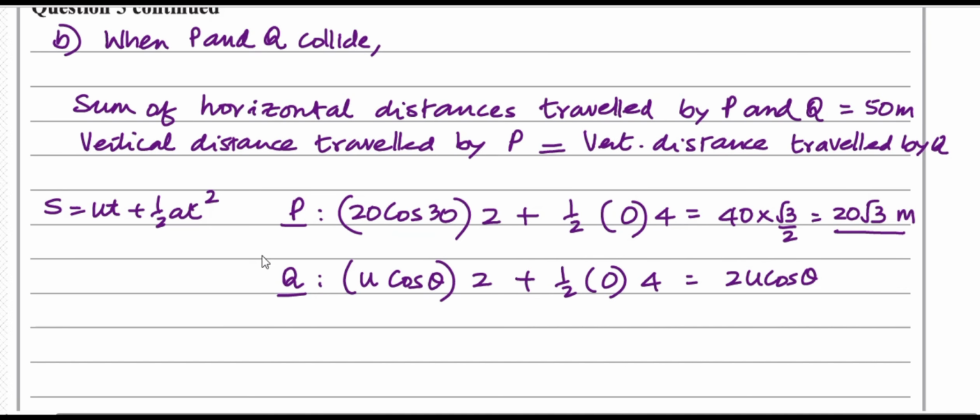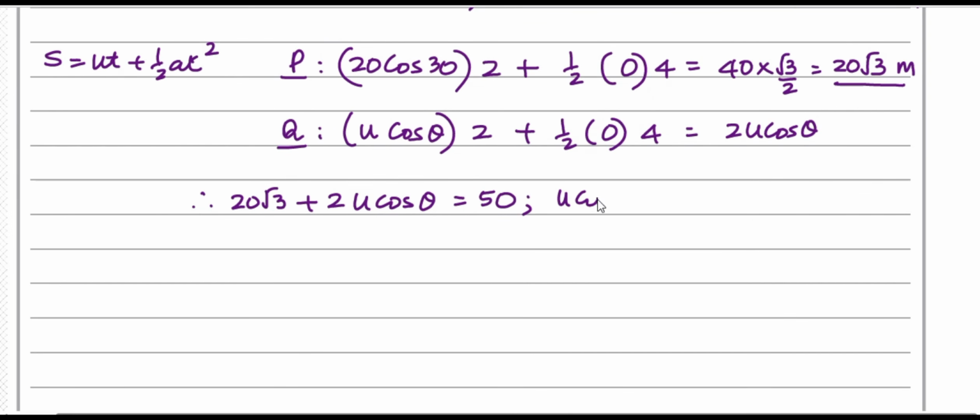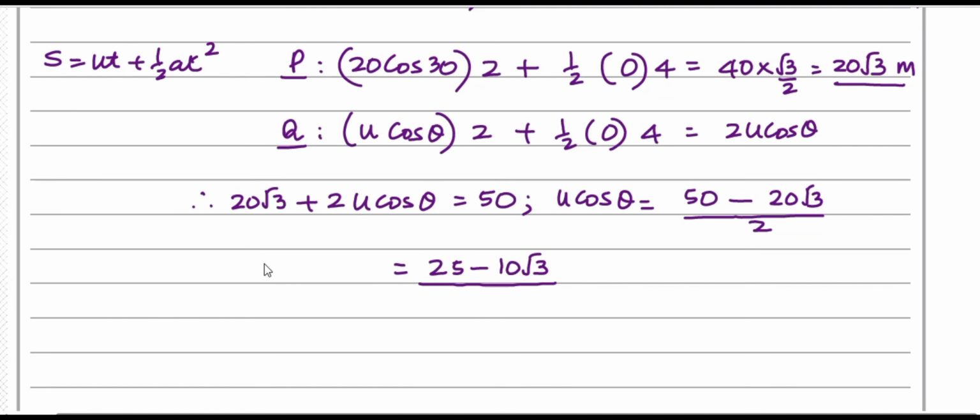Therefore, as per our equation, these two distances should be equal to 50 meters. So 20 root 3 plus 2u cos theta is equal to 50. Therefore, u cos theta alone is equal to 50 take away 20 root 3, divided by 2, which gives us 25 minus 10 root 3. Let's park it there. The left hand side is u cos theta. Let's write that, otherwise we'll forget what this is.